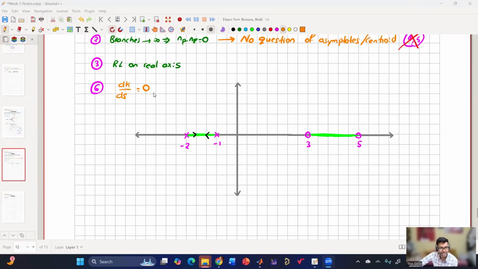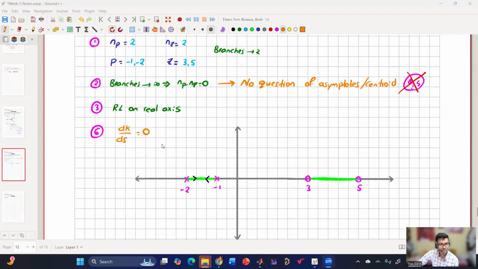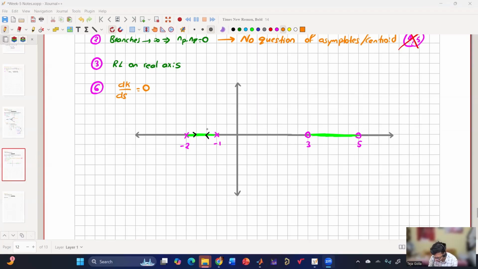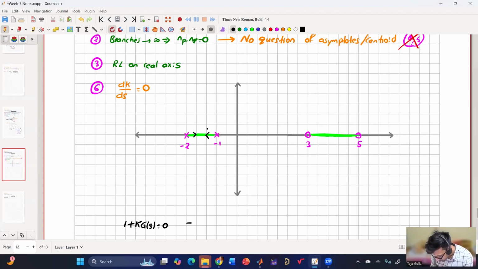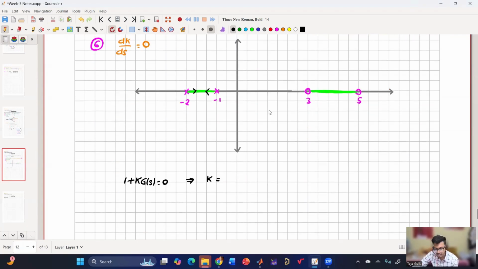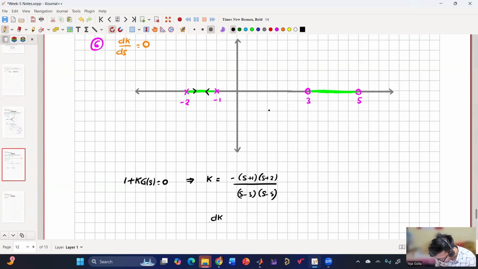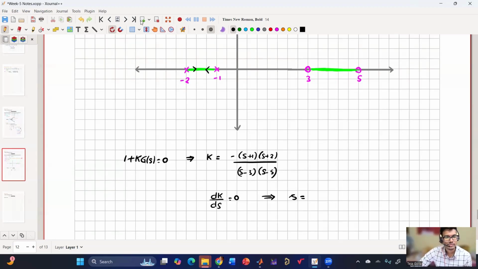Now let us solve for dk by ds equals 0 and see what we get. I will have to calculate from 1 plus k into g of s equals 0. From this I'll get k equals -1 by g(s), which means minus of (s plus 1) into (s plus 2) by (s minus 3) into (s minus 5). Is this clear? And then I have to calculate dk by ds equals 0 to solve for s. Is this clear, Chidananda?